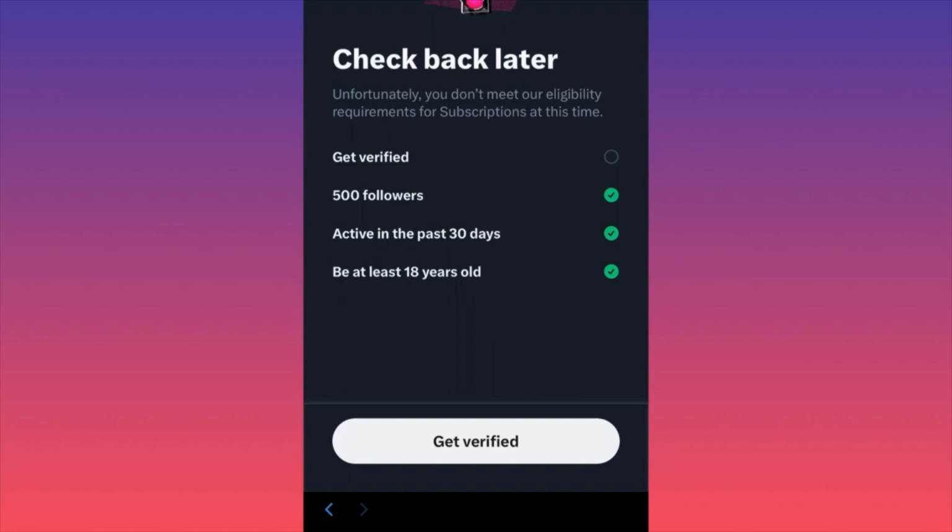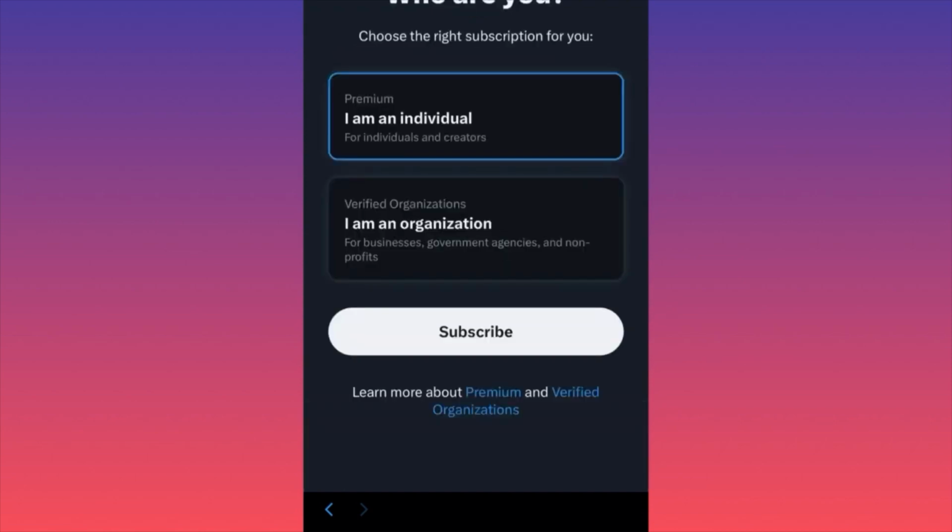You have to have 500 followers at least. You should have been active on the platform for the last 30 days, meaning dead accounts, bot accounts, right? Stuff like that will not be eligible. And you have to be at least 18 years old. And again, if you click get verified, you're going to see how this actually works. Are you an individual? Are you an organization?